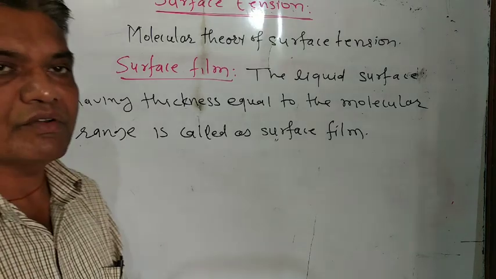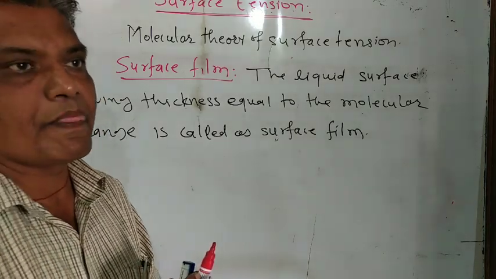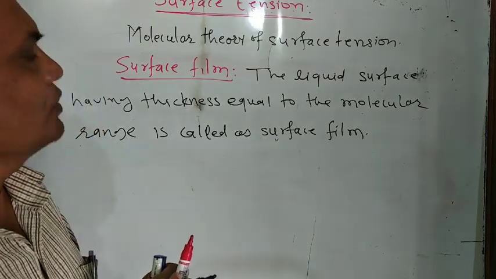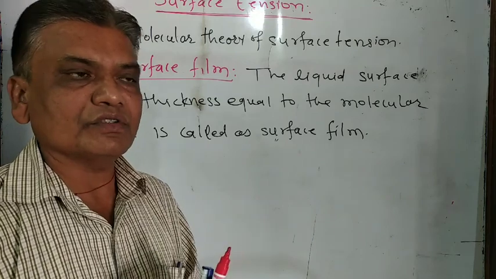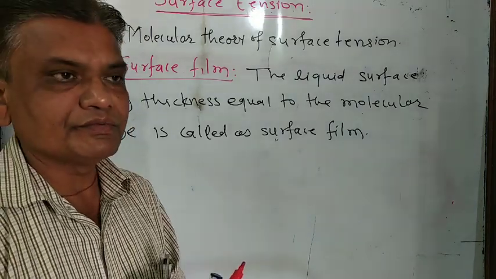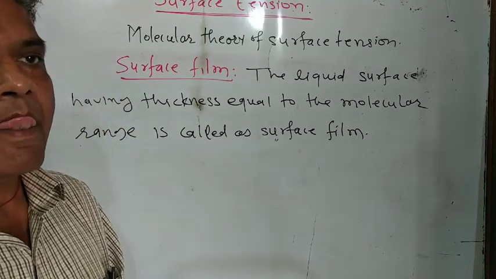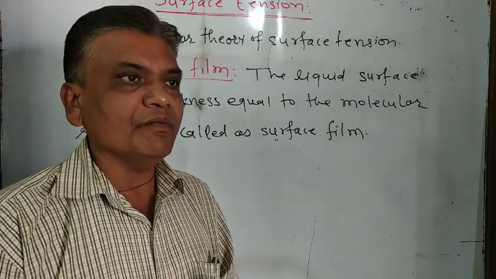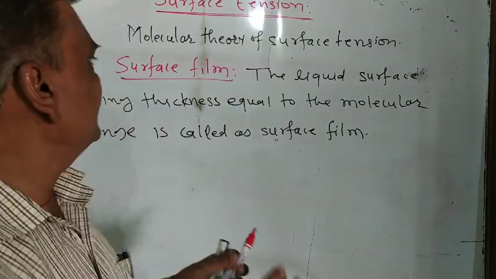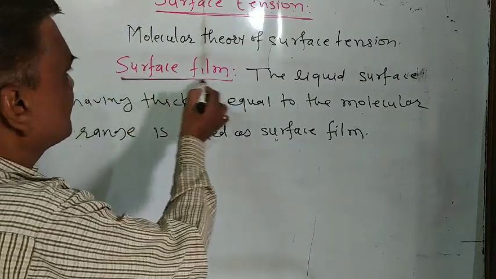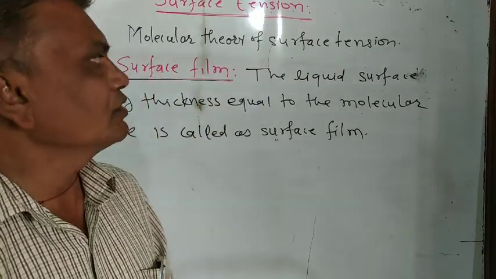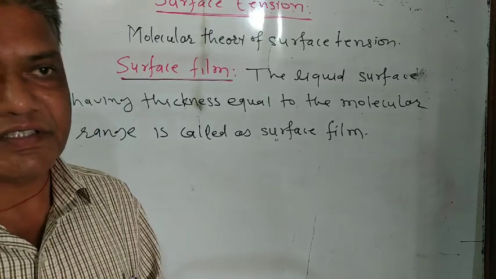So in this way we have seen the four terms in the molecular theory of surface tension. First we have seen the intermolecular force. Then there are two types, cohesive and adhesive. Then we saw the range of molecular force, then sphere of influence, and then surface film.